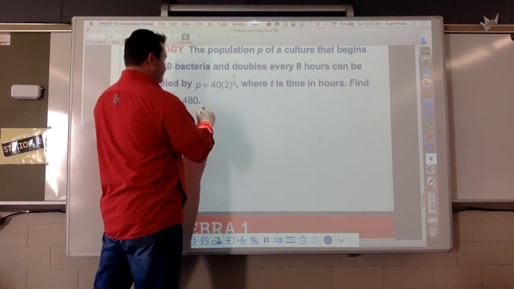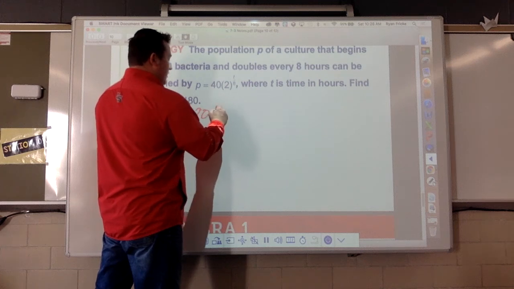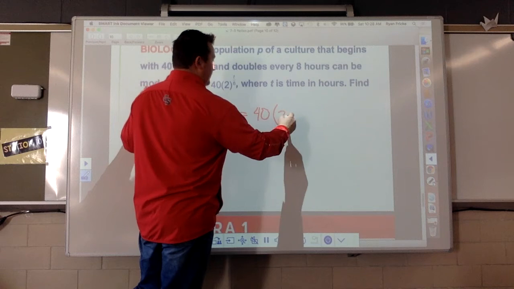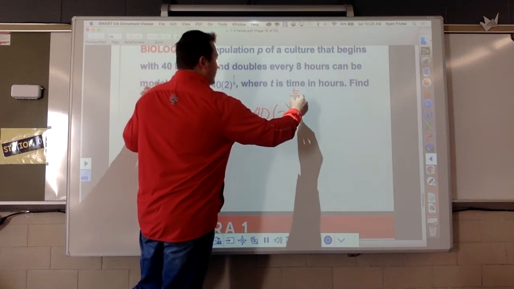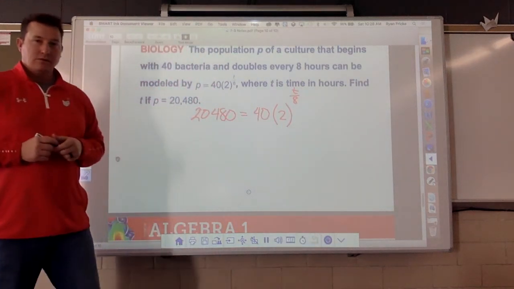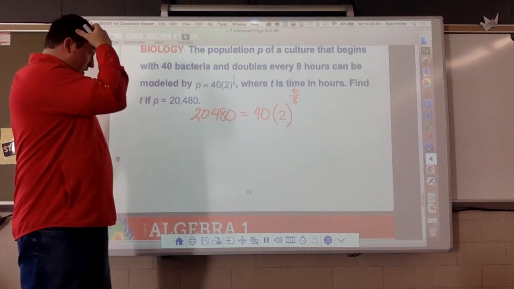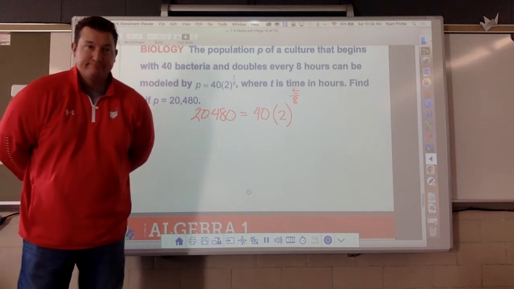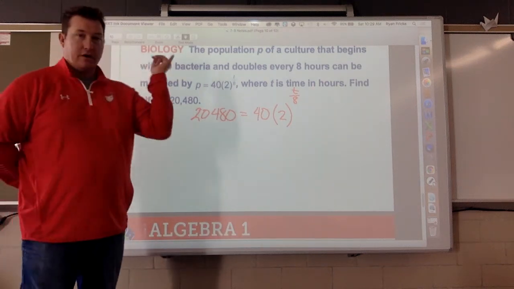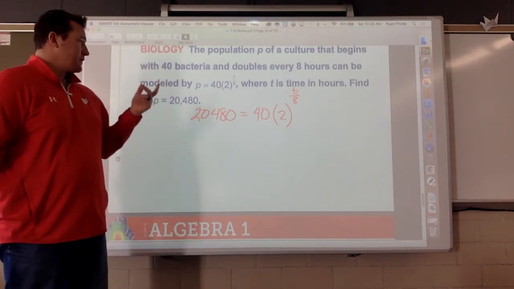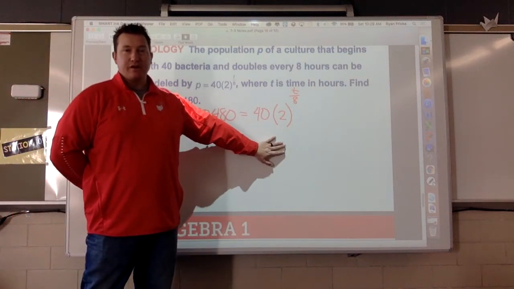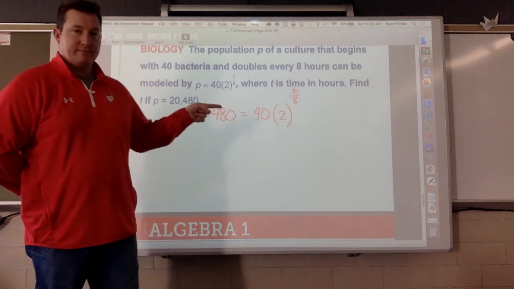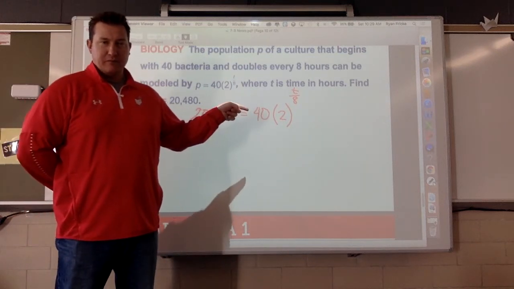So it looks like this. 20,480 is equal, right, to that. Well, this does not look like my other equations. Why not? Like, if you're not sure, go back and look at the other 3 that we did. I'll give you a clue. It's got something to do with this side here. Okay, it's this. That's our problem child right there.